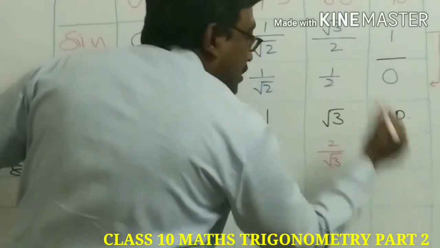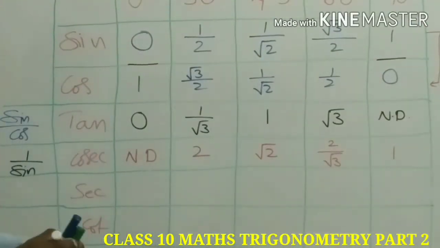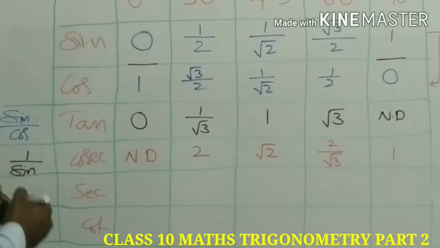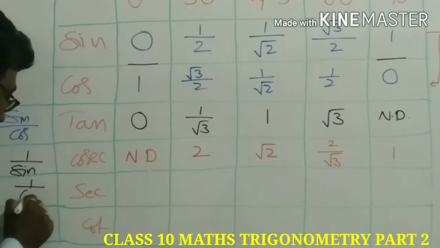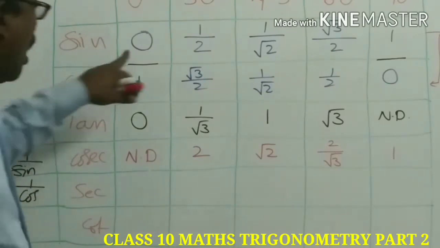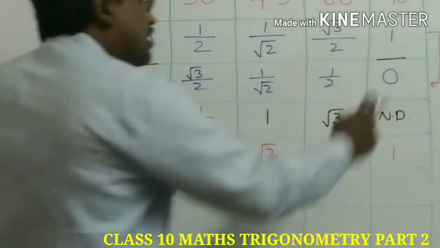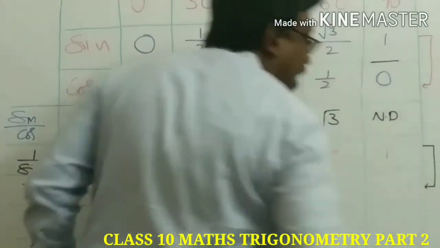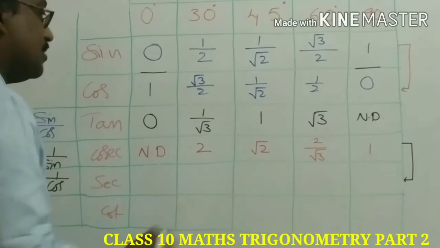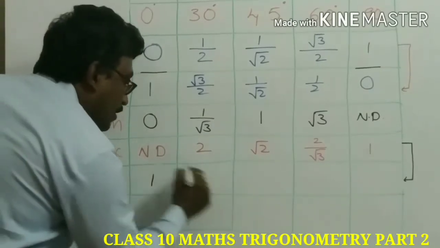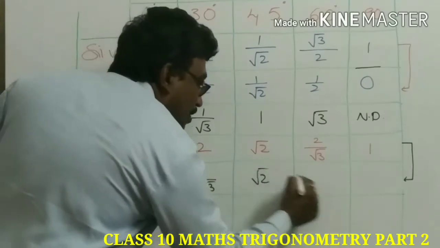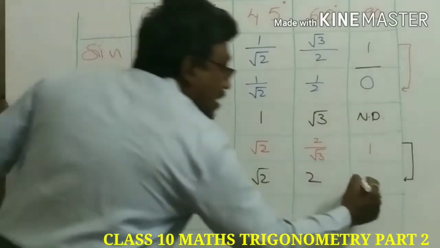1 reciprocal is 1. Now I am writing the secant values. Secant is the reciprocal of cos. How we wrote the cos values just behind the sine values, the same way if you follow, just write behind the cosecant values. That is nothing but 1, 2 by root 3, next root 2, 2, and it is not defined.